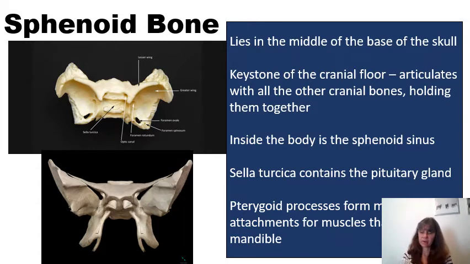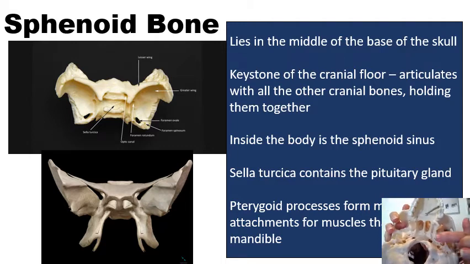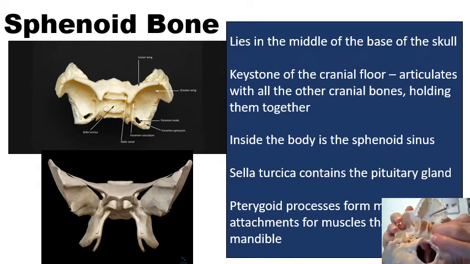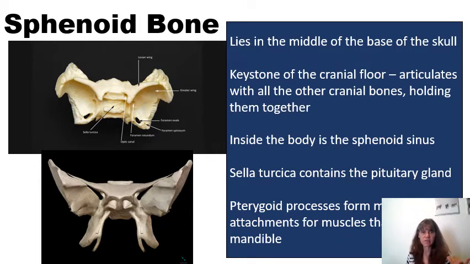The pterygoid processes of the sphenoid bone can be seen on this view. You can see these flat structures. Those are the pterygoid processes, which will form an attachment site for the pterygoid muscles, which are important in moving the mandible.